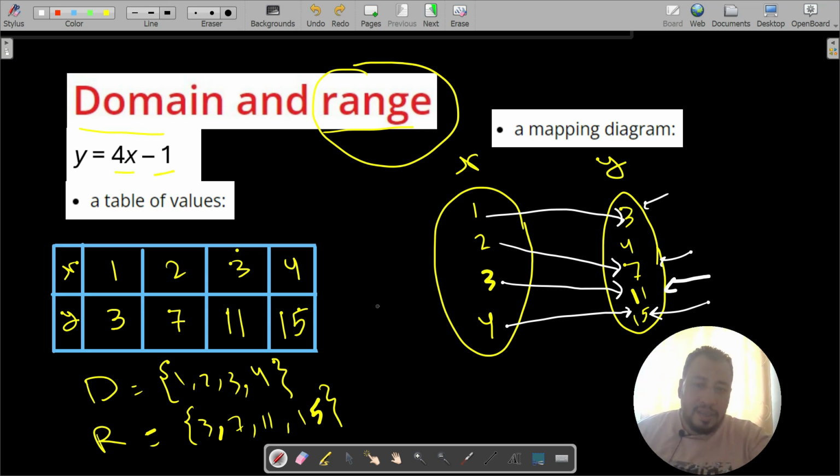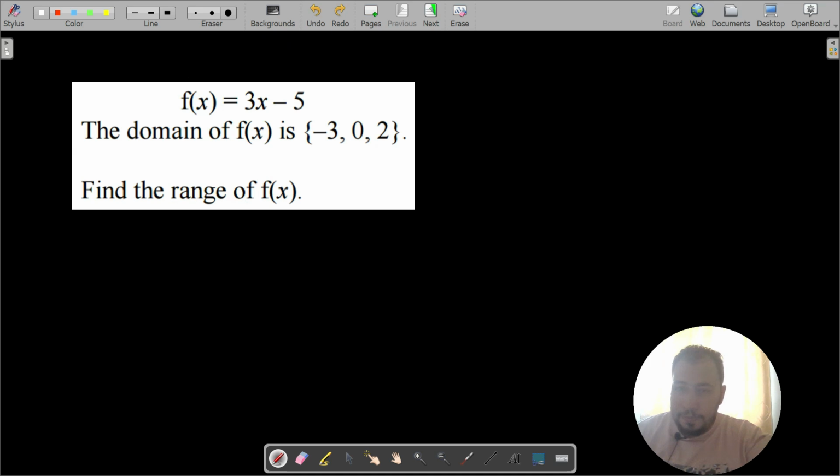Okay, let's take a look at this example here. I have f of x equals 3x minus 5. Okay, that's great. The domain of f of x is this. He gave me the domain already, and he's asking you to find the range. So this question is quite simple. Okay, what we should do here is simply substitute with all of these numbers here.